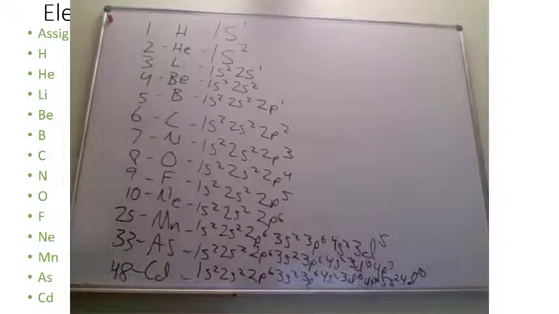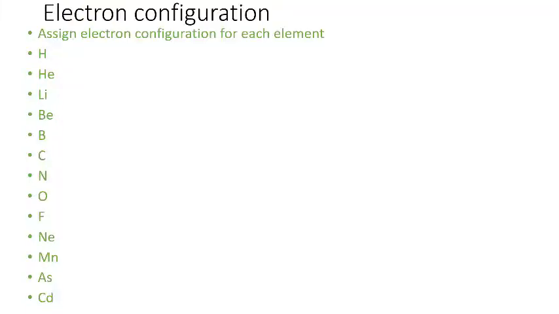Okay, so the good rule of thumb here is just to practice, practice, practice. And once you practice, this will really become second nature for you. So you can see, especially when we get to the heavier elements, the writing of these electron configurations can be quite cumbersome. So a nice little shorthand trick that we have is what's called the noble gas configuration.